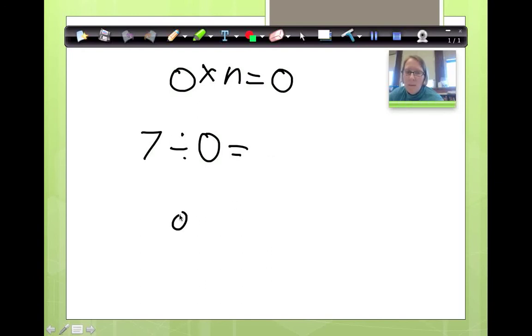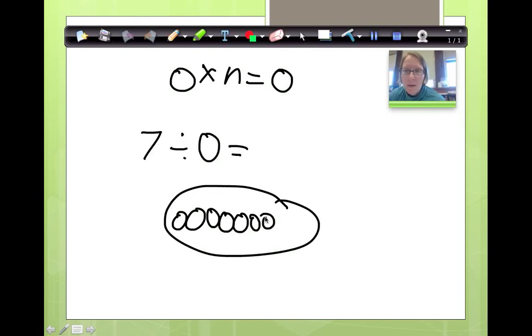Well, let me draw my picture. 3, 5, 6, here's all my cookies. Can I divide them into 0 groups? No, because guess what? I already have 1 group. Just because I have them, I have 1 group. It doesn't matter if I don't give them away, then I have only 1 group. So this absolutely does not work.